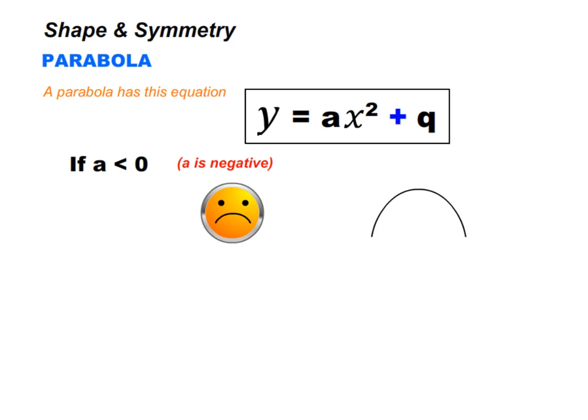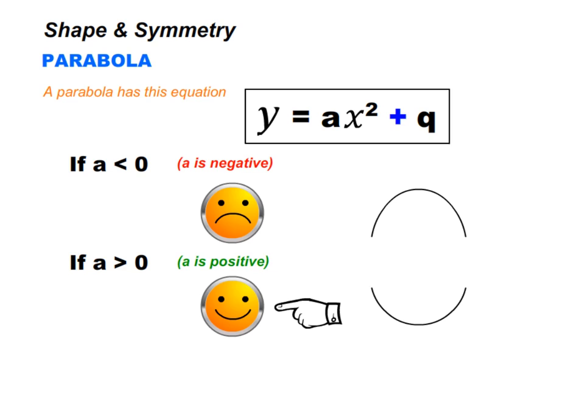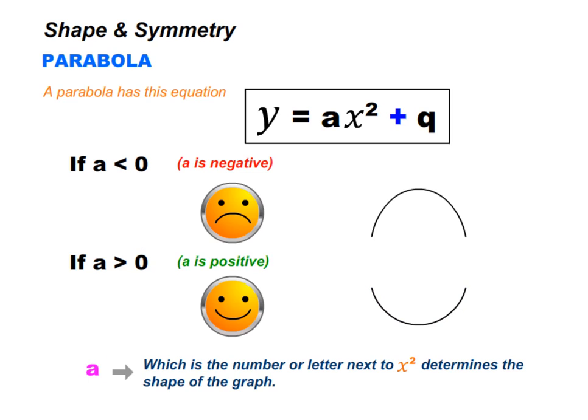Let us have a look at when a is greater than 0. If a is greater than 0, or positive, then the graph will be a smiling face. Look at the shape of the graph. This sign, greater than 0, means positive. It is important to know that a, which is the number or letter next to x squared, determines the shape of the graph.